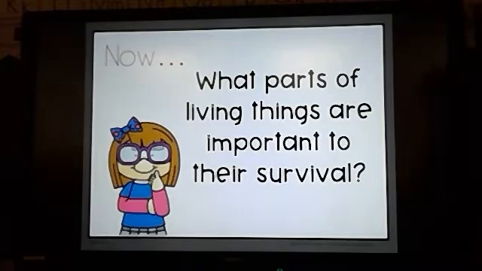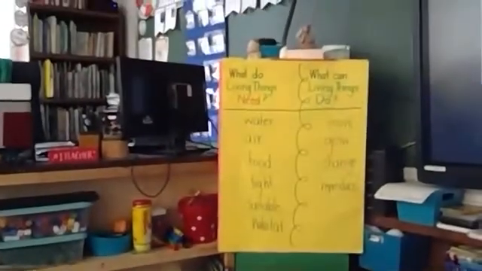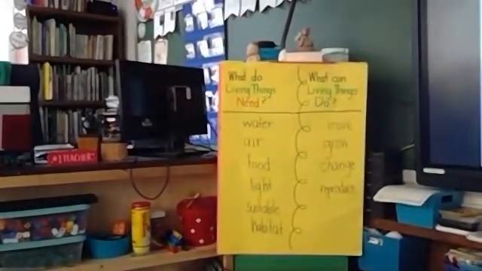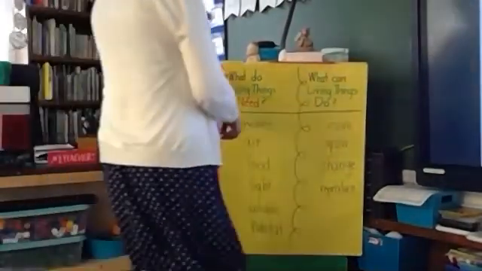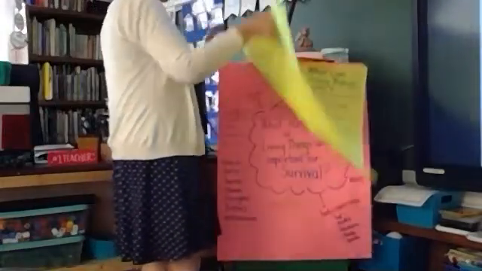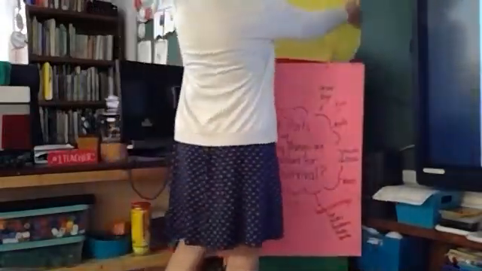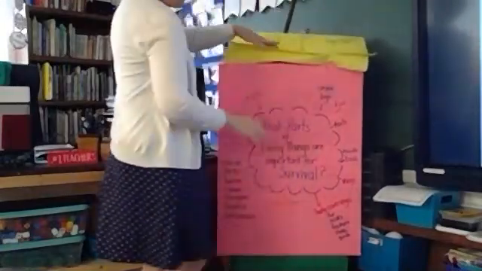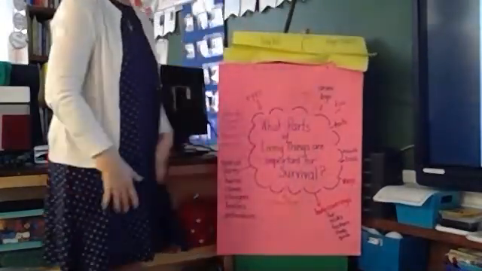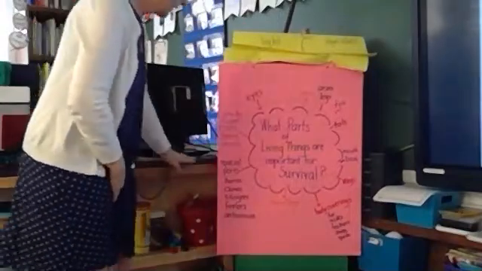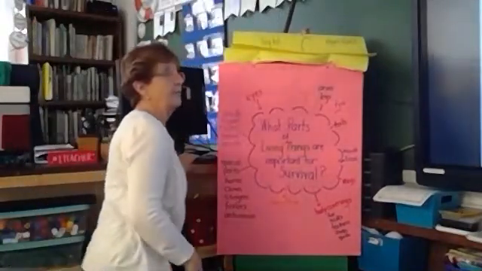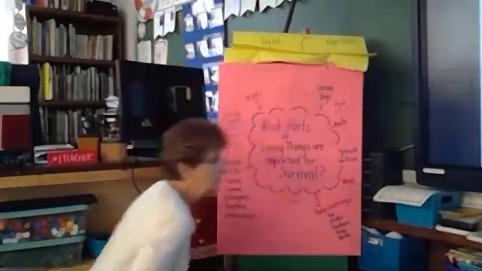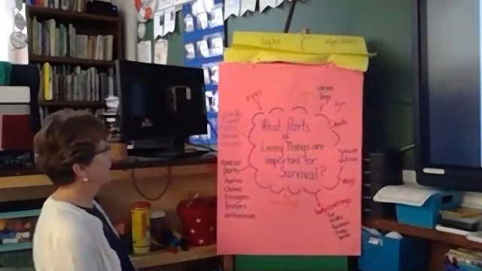Now, what parts of living things are important to their survival? Well, if you were here in the classroom with me, we would have created an anchor chart together. So since you are not here with me, move this one out of the way. Okay. And we're going to look at the anchor chart that Mrs. Moran made by going through the text and rereading the text again.